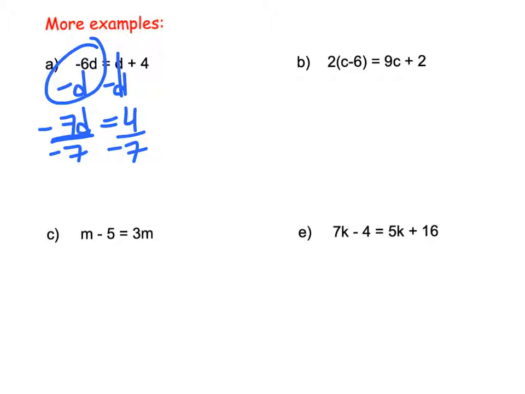I like to write my 7s in different ways. Those cancel, and you're just left with a fraction here. You can just leave it as -4/7.